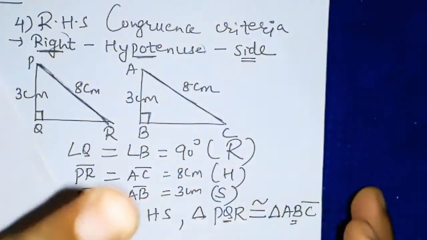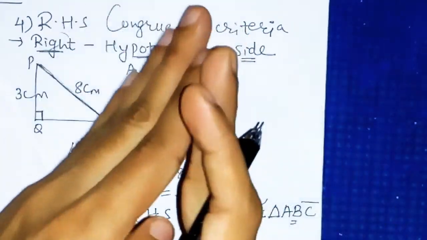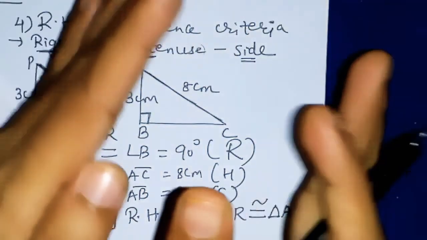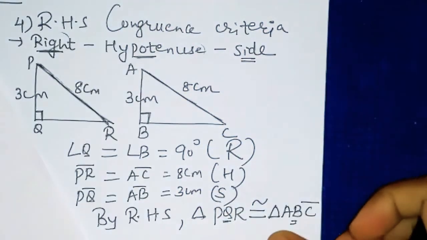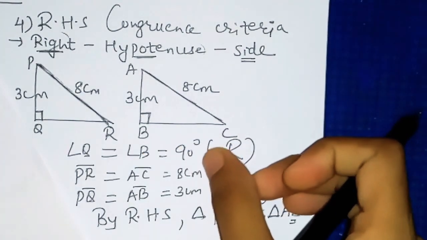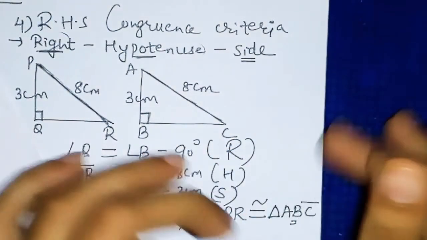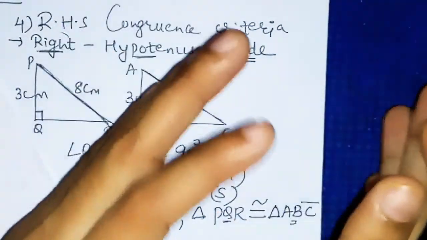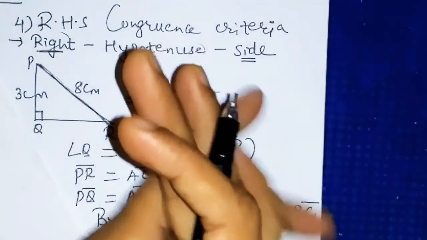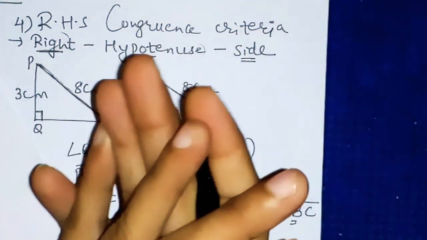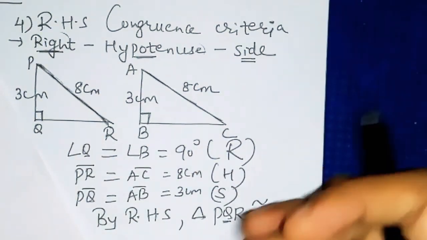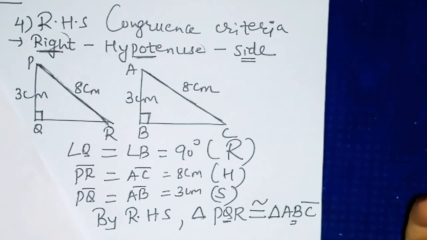So these are the 4 congruency criteria. In the textual exercises, when we will do the sums, figures are given and you have to name the criteria. And somewhere the criteria is given, like RHS, and you have to name the equal parts. So this whole chapter is about this only. Either you have to say the criteria or you have to say the parts which are equal with the help of the figures. So this was the introduction video of this chapter. Hope you understood. Now in the next video we will see the textual exercise of this chapter.